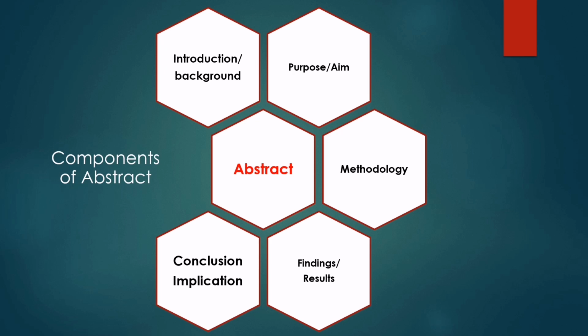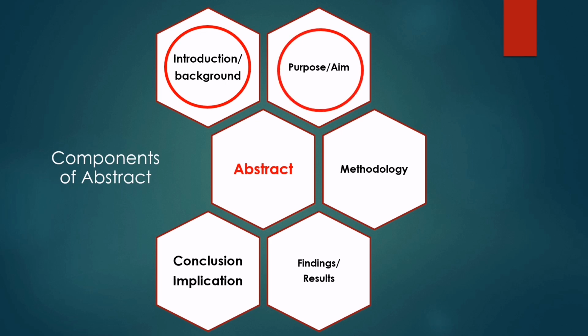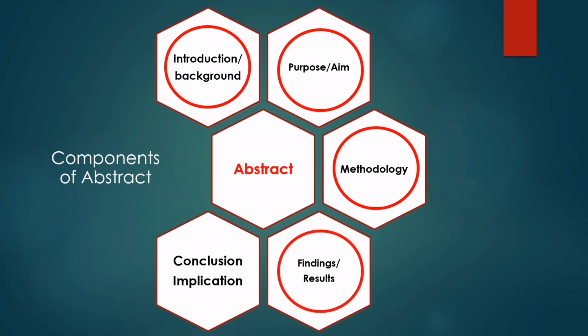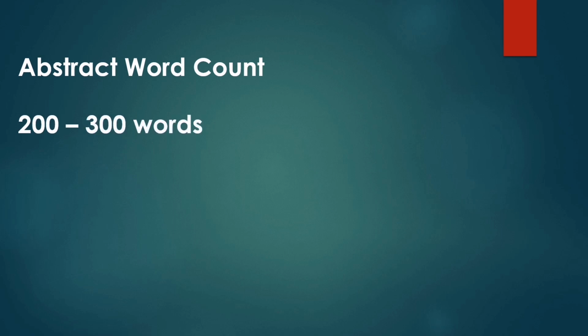As opposed to its brevity, the abstract contains 5 significant components, basically the major parts of the research paper: the introduction or background of the study, the purpose or aim, methodology, the results or findings, and finally, the conclusion. These components of the abstract must be put together in a paragraph or two in a prescribed sequence. One may find it hard to condense this into a paragraph or two consisting of 200 to 300 words.